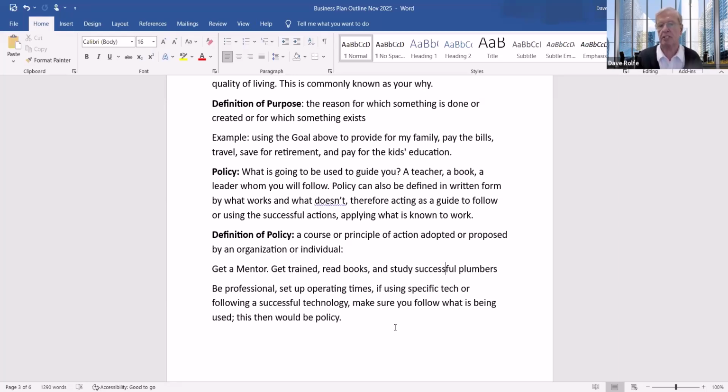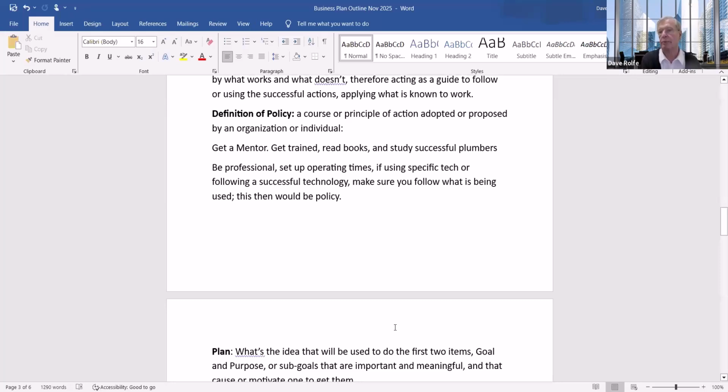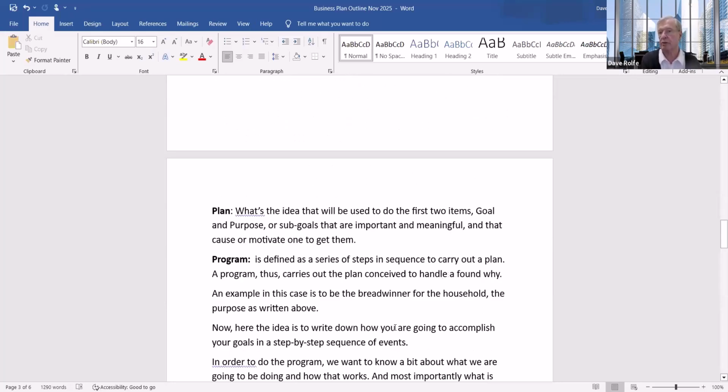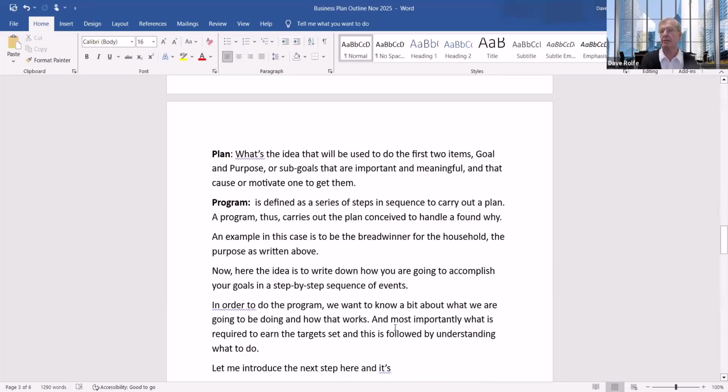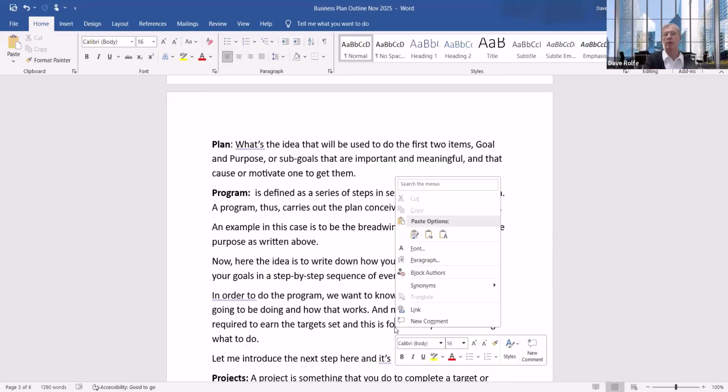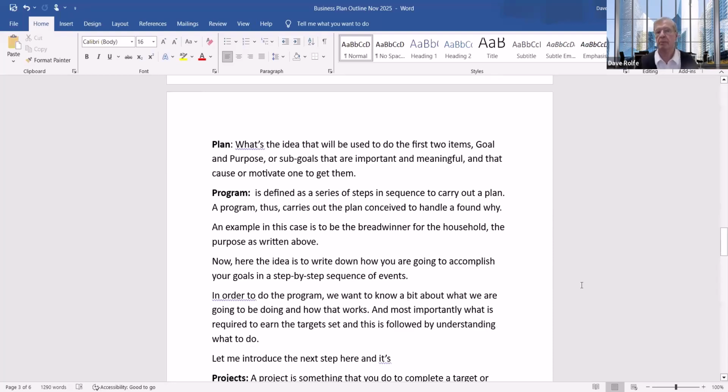It's using specific tech or following a successful strategy. Make sure you follow what is being used. This then would be policy. So, rules and regulations. Back in the back office, the company has policies and procedures. So, there are certain things you can do and certain things you can't do, and so on and so forth. But outside of that realm are other things that are equally as important that need to be put in place.